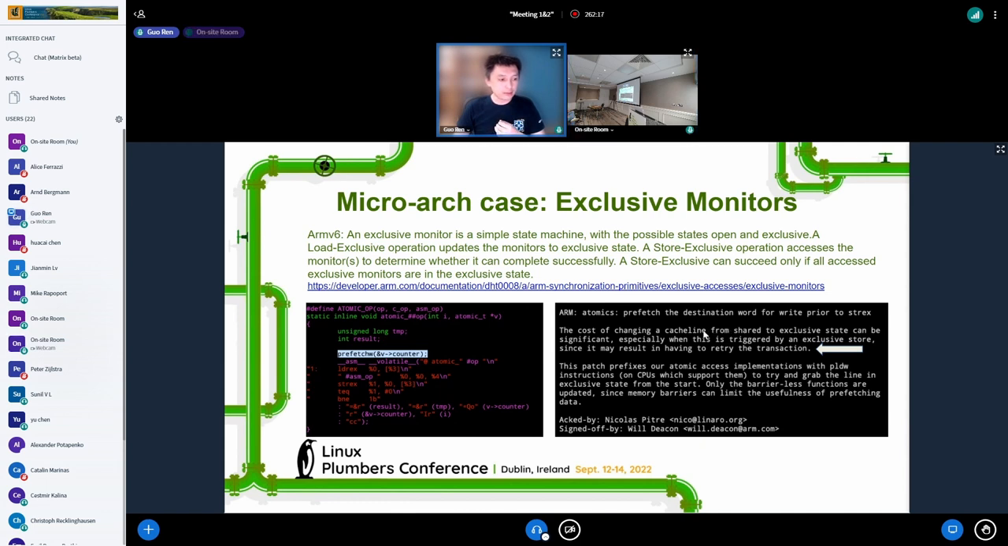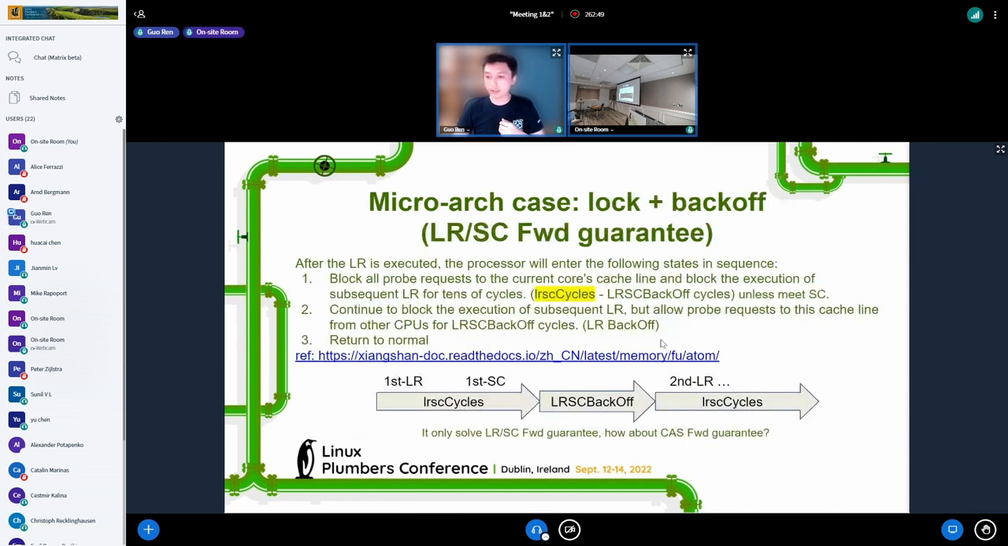And the right side is a patch I found to enhance the forward guarantee, using the cacheline prefetch instructions to make the store conditional continue. Just to be clear, that's not a guarantee. That's an optimization. Okay, I have 5 minutes, I need to go faster, and then the microarchitecture case.